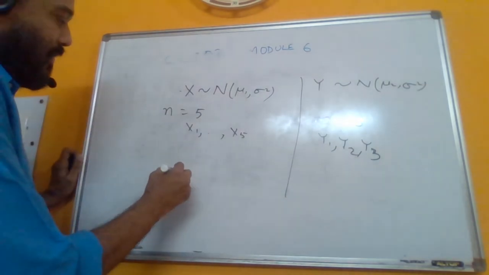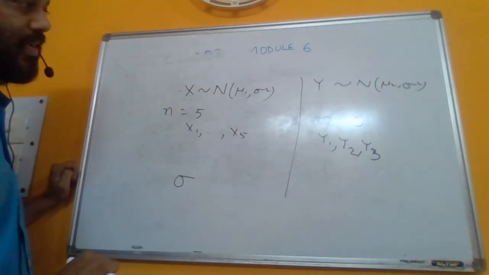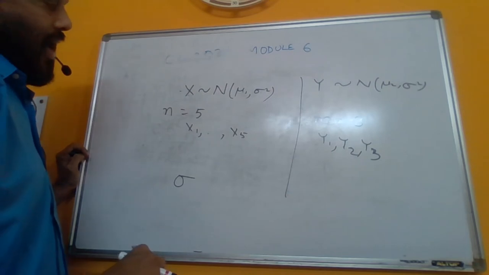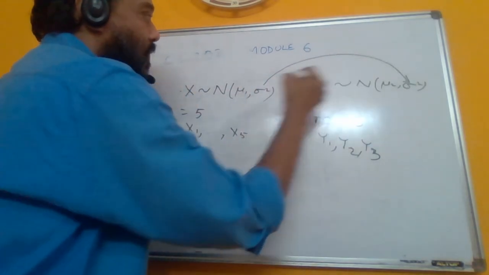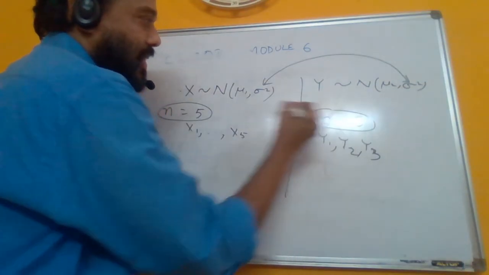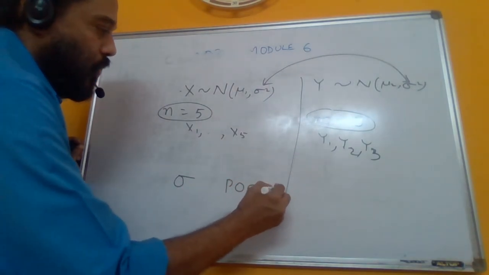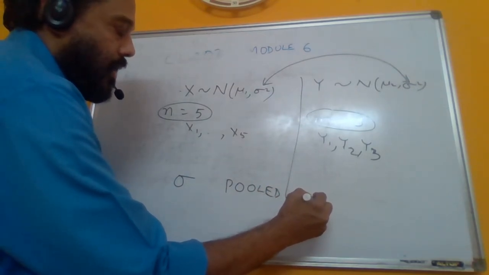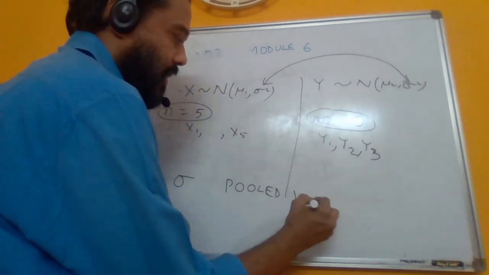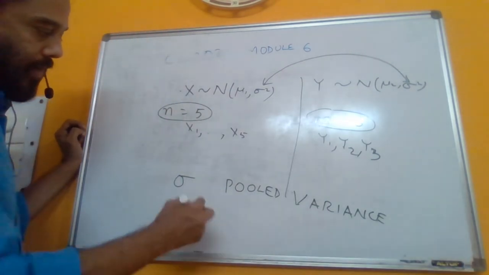And they want you to find an estimate for sigma. The sigma over here and here are the same. So this is a situation where you have two different populations and you want to find an estimate of sigma square, which is identical, using all 5 samples here and all 3 samples here. If you recall, in the last class, we had talked about a pooled estimate. We had two populations. Pooled variance, if I can call it. Okay.